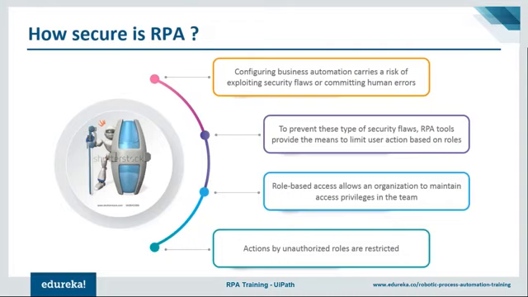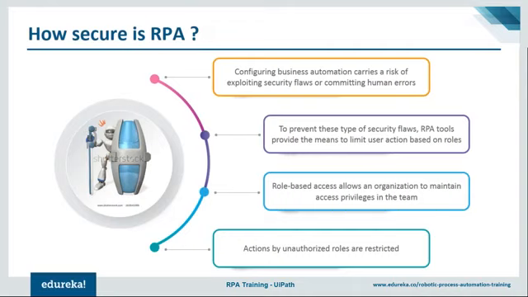RPA tools provide the means to limit user action based on roles. So the user actions can be restricted by creating roles. Now, what roles are we are going to discuss in a few moments, but if you cannot control your variables, because variables can be accessed by anyone if they have the access to it. But what if you cut down that access? What if you say that users don't even have the access to the variable? Only an RPA developer will have the access to the variables. In that case, you actually secure your application from external entities.